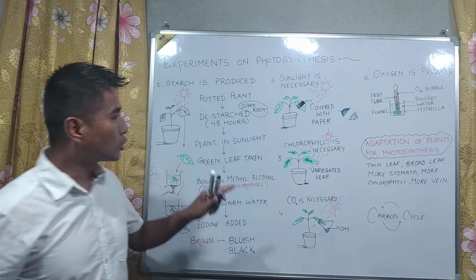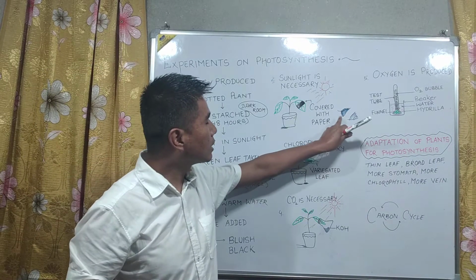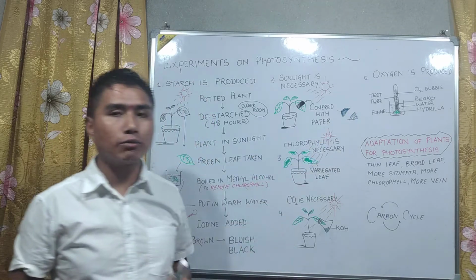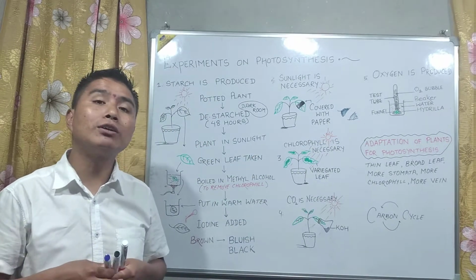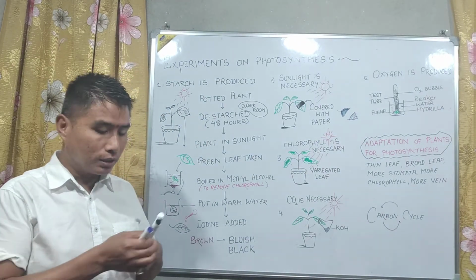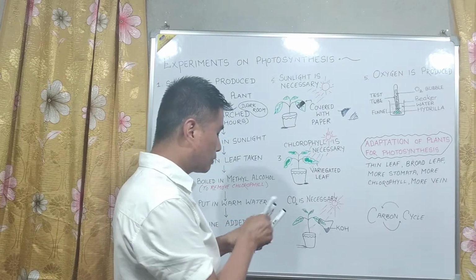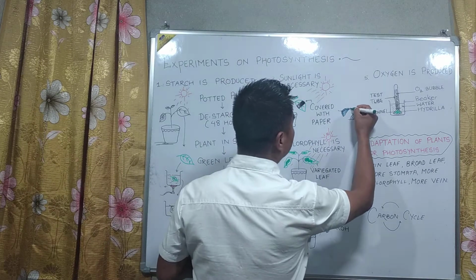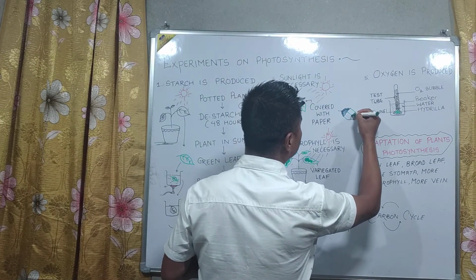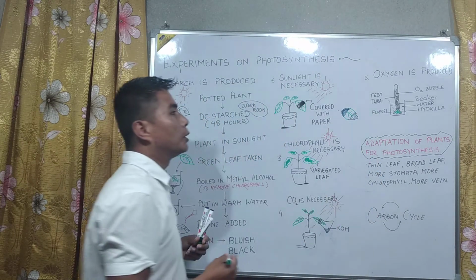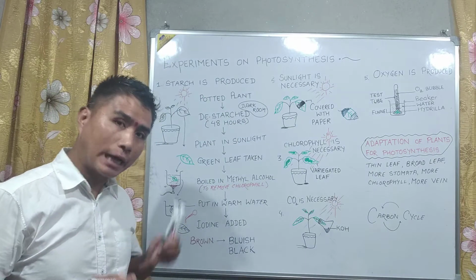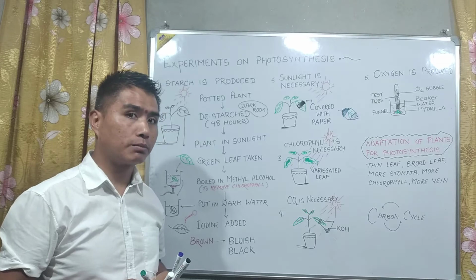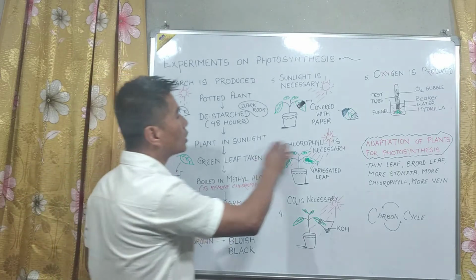By dropping iodine, the bluish black color will appear in these two regions, but not in the middle section. Why? Because the middle section did not receive sunlight, as it was prevented from sunlight. As a result, no photosynthesis took place here. No photosynthesis means there was no starch produced. That means sunlight is necessary for photosynthesis. This is the experiment. Next is chlorophyll is necessary.